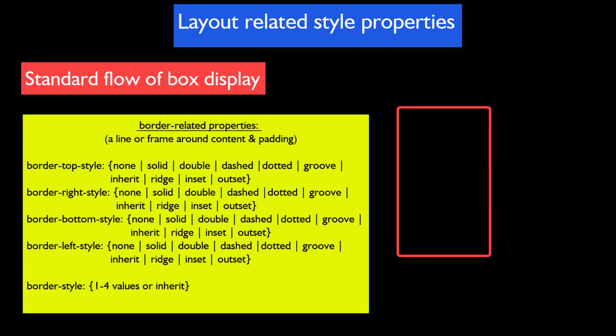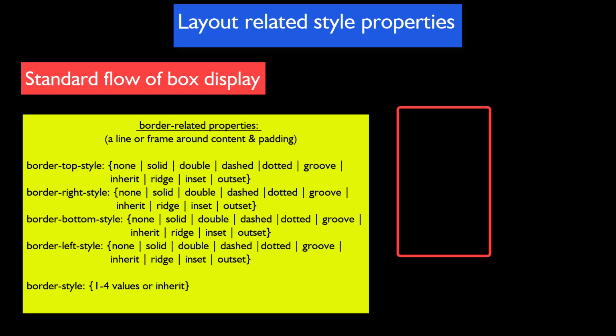Then there's also border top style, border right style, border bottom style, and border left style. And the styles could be none, or solid, or double, or dashed, or dotted, or groove, or inherit, or ridge, or inset, or outset. And again, the border style can have 1 to 4 values, or inherit, and the values chosen from that list.